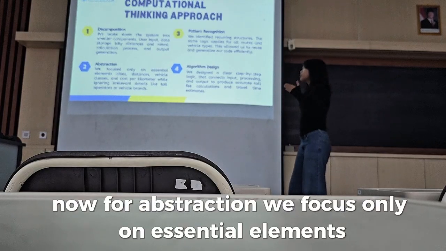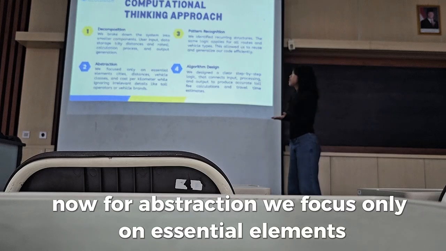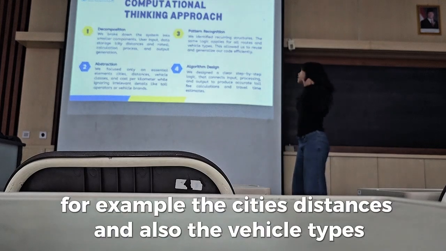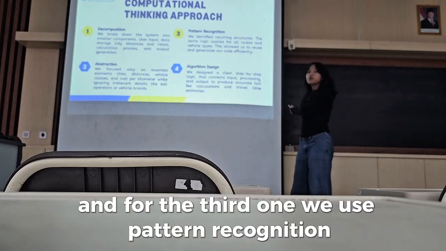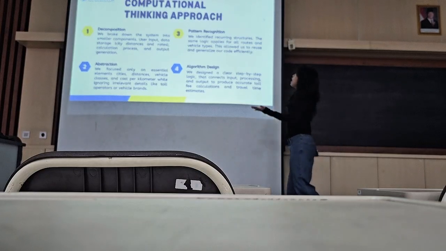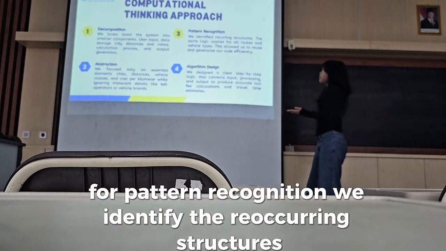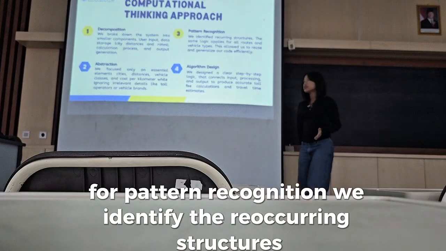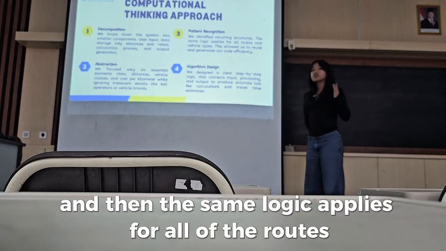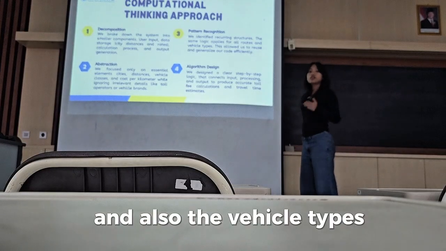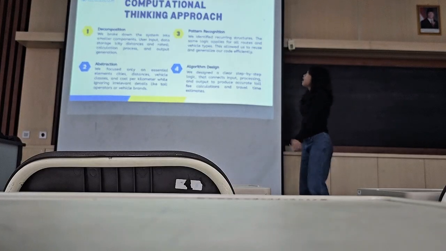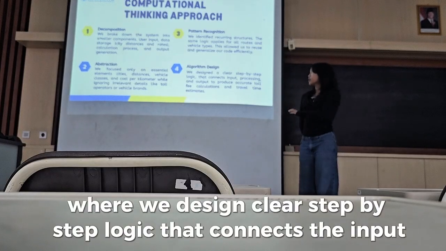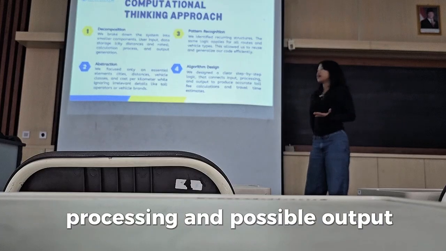And for the second step approach, we use abstraction. Now for abstraction, we focus only on essential elements. For example, the cities, distances, and also the vehicle types. And for the third one, we use pattern recognition. For pattern recognition, we identify the reoccurring structures, and then the same logic applies for all of the routes and also the vehicle types. And for the fourth one, we use algorithmic design, where we design a clear step-by-step logic that connects the input, processing, and also output.